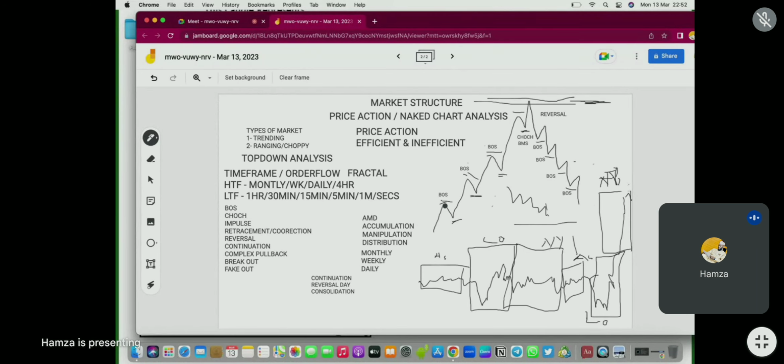Fractal nature of prices. You go into lower time frames to find an entry because of the concept of refinement. I'm yet to speak about refinement. When I get to POIs, I will talk about refinement, but just have it at the back of your mind.